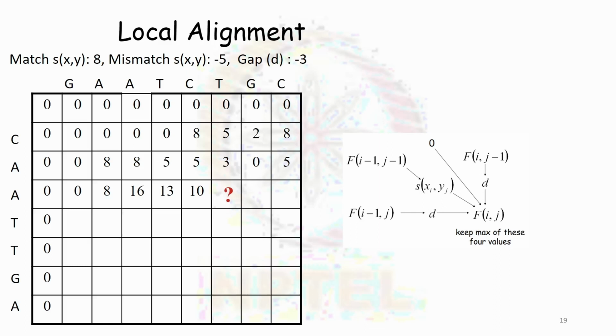Similarly we'll take up one local alignment problem. The difference between local alignment and global alignment is we have an extra condition, that is 0. Here we don't consider negative values. Always if we encounter a negative value, we'll replace it with a 0. So given the alignment here, try to find what the value of this question mark corresponds to.